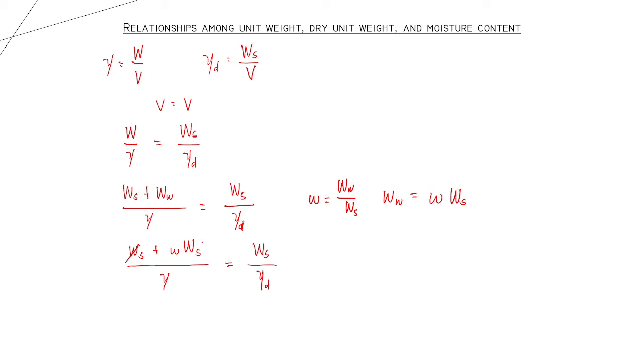So we can cancel this one, and then we are left with 1 plus omega all over the unit weight is equal to 1 all over the dry unit weight. And then simplifying, we can write unit weight is equal to the dry unit weight times 1 plus moisture content omega. Again, the moisture content should be in decimal.